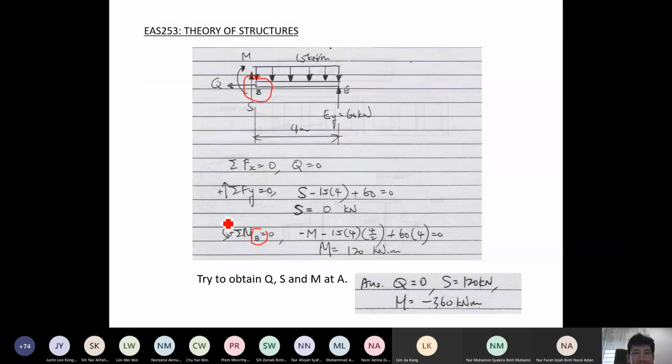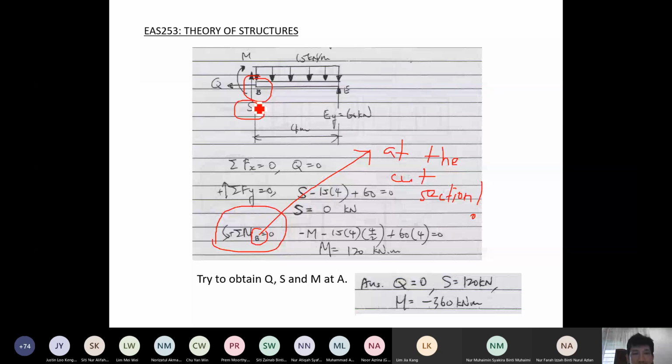Take moment at the cut section. So that is to avoid having to consider S, because S does not cause moment if you take moment at the cut sections. So sometimes if you get your S wrong, then your bending moment also will be wrong.